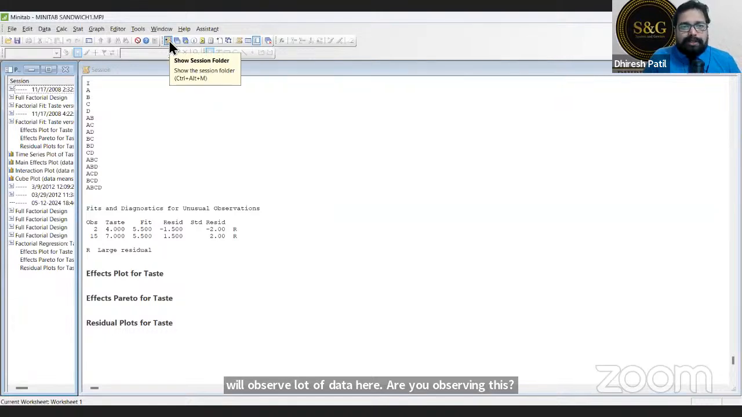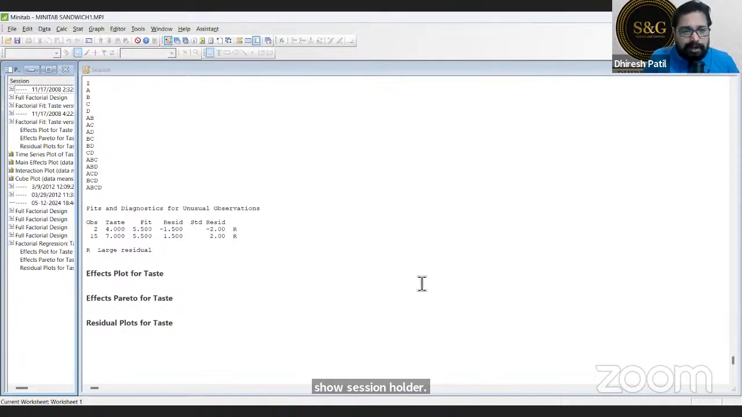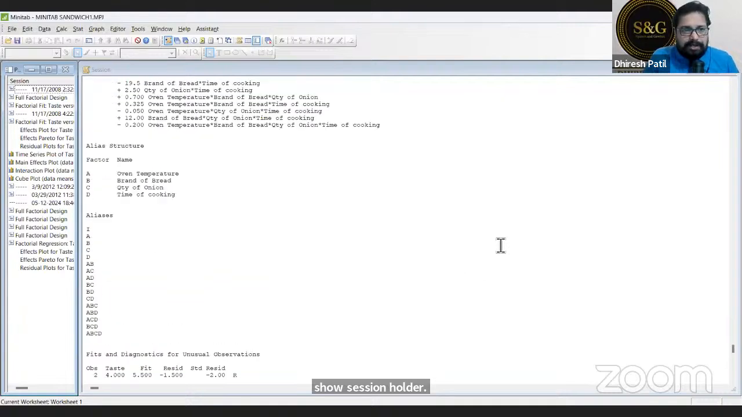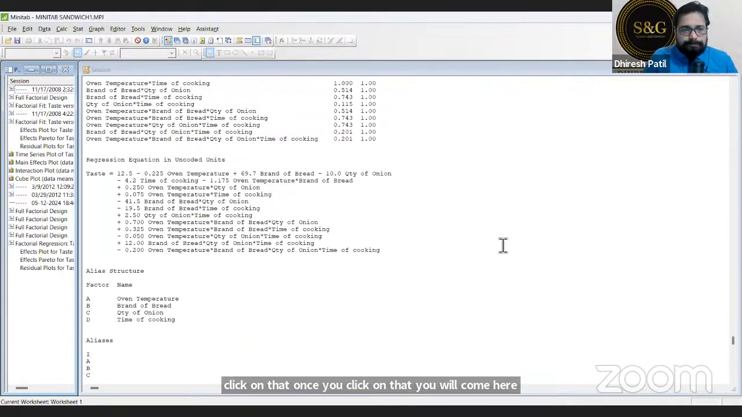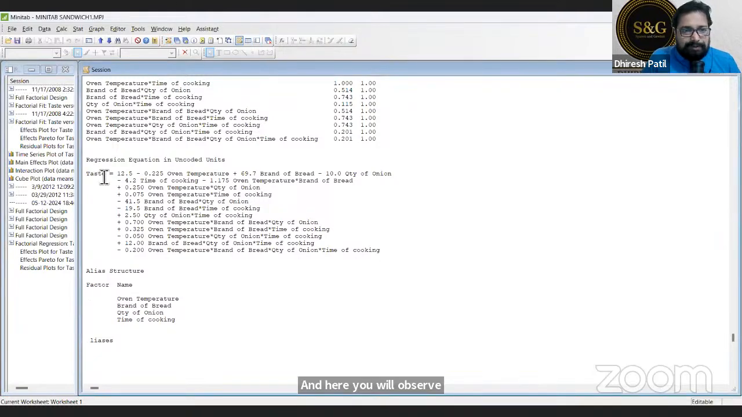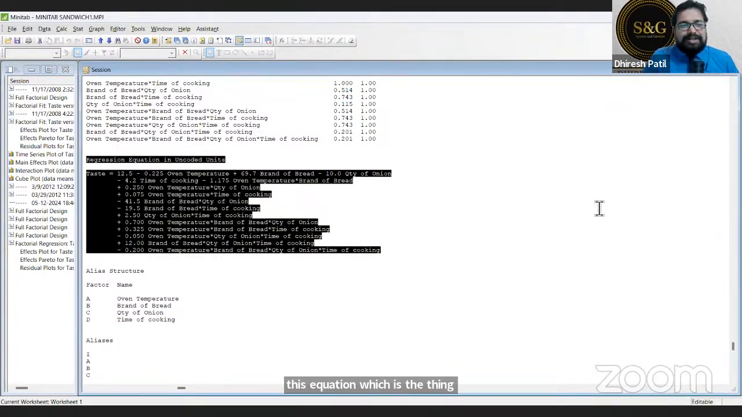You just have to use the shortcut keys Control Alt M. Control Alt M. Or you can just click here. You can see my cursor. Show session folder. Just click on that. Once you click on that, you will come here. And here you will observe this equation, which is nothing but the regression equation. What a huge regression equation.